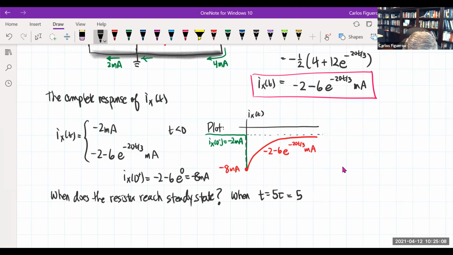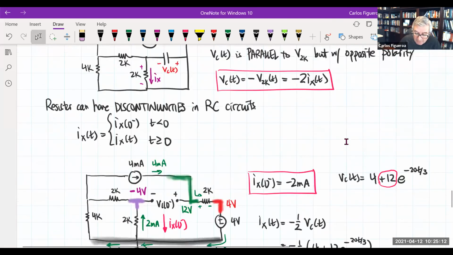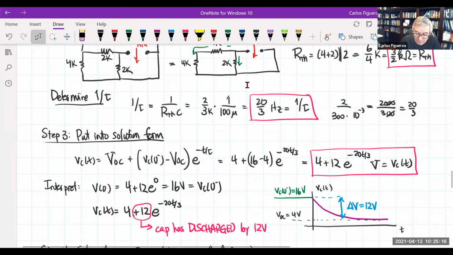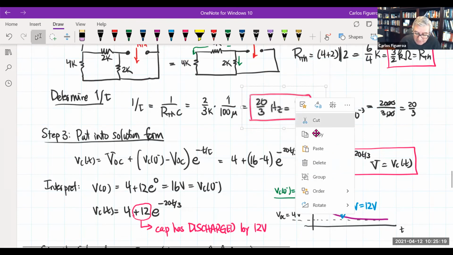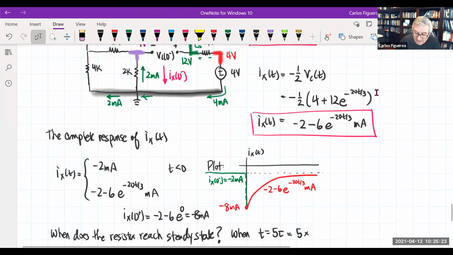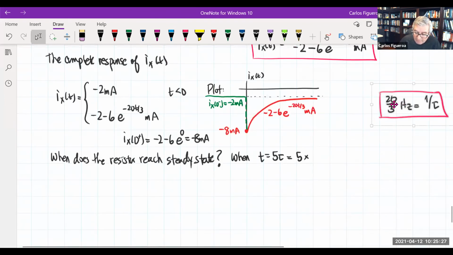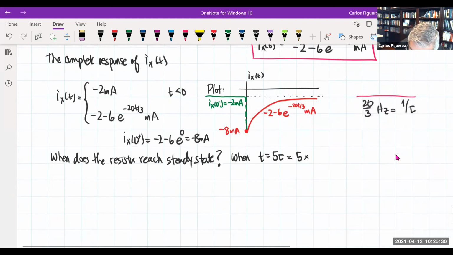Well, I know that this is 5, and let's go look at what our tau value was. So I'm going to copy that down here. If I bring this down, you're going to see that this is our tau value right here. What I'm seeing here is that this really is 3 over 20. So this is going to be 15 over 20, which gives us 3/4 of a second, 0.75 seconds.